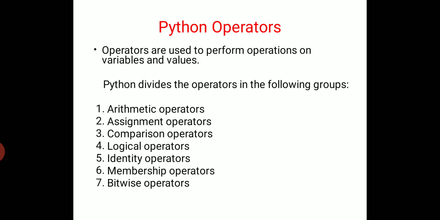First is arithmetic operators. Second is assignment operators. Third is comparison operators. Fourth is logical operators. Fifth, identity operators. Sixth, membership operators. Seventh is bitwise operators. So these are the 7 different types of operators available in the Python programming language.